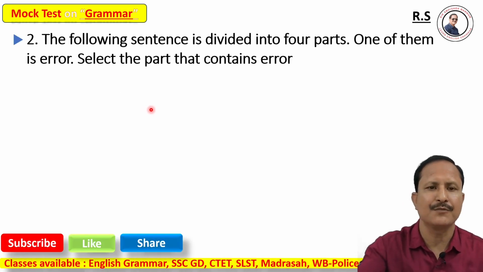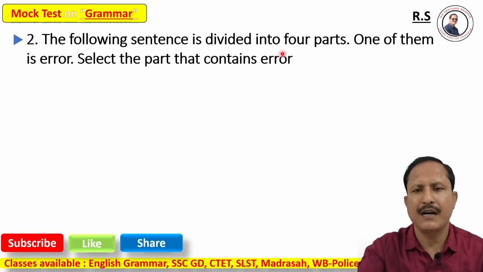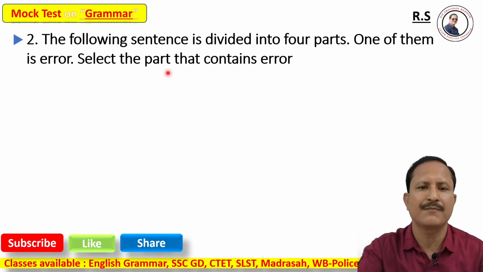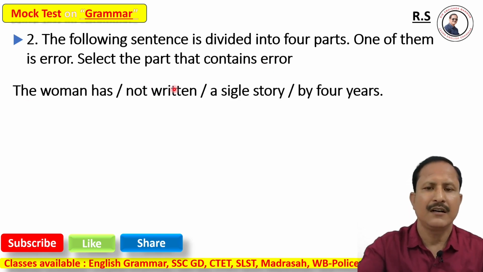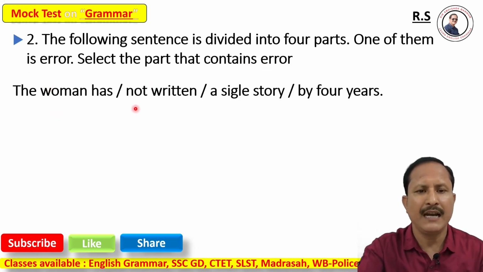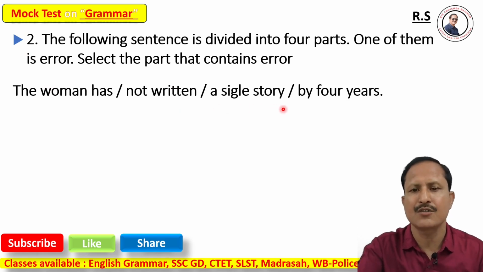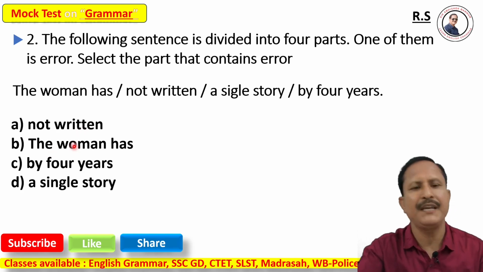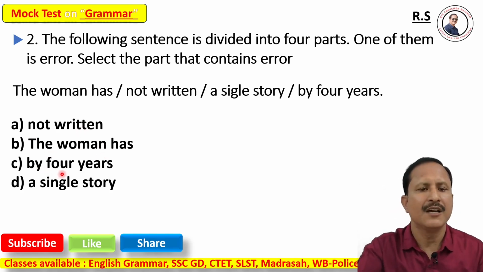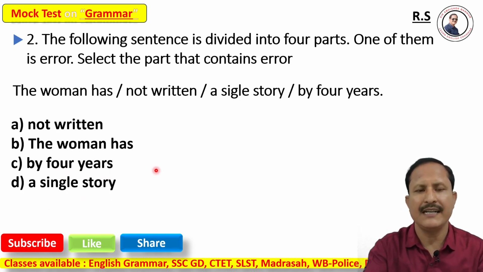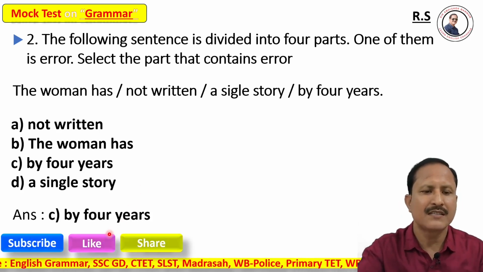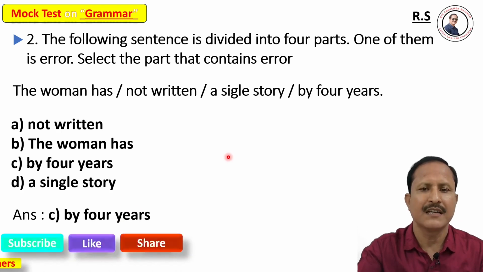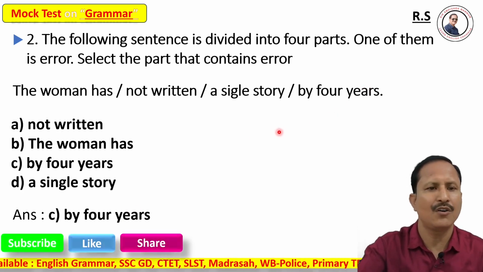Next, question number two. The following sentence is divided into four parts. One of them contains an error. Select the part that contains the error. Now, let's see the sentence. The woman has not written a single story by 4 years. Option A, not written. Option B, the woman has. Option C, by 4 years. Option D, a single story. The right answer, the wrong portion of the sentence, is option C, by 4 years. Here, by 4 years is the wrong answer.